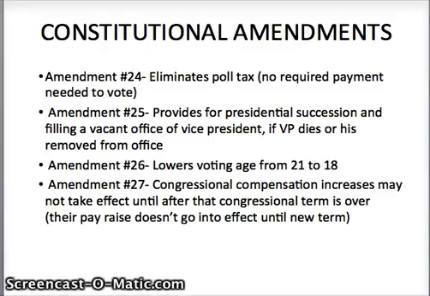25 determines the presidential line of succession. What happens if the president dies? The vice president. What happens if he's gone? Dun, dun, dun, dun. This works it out to a lot of positions, so we're all good.